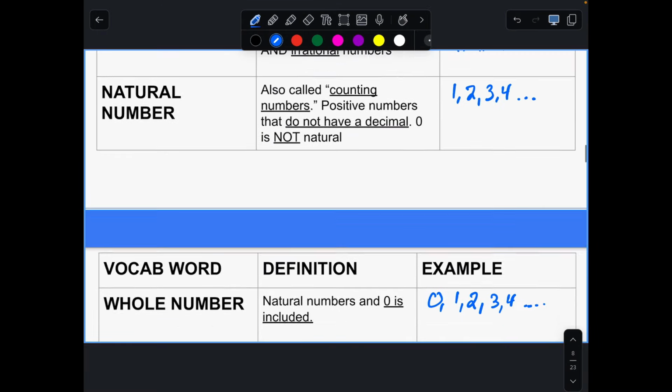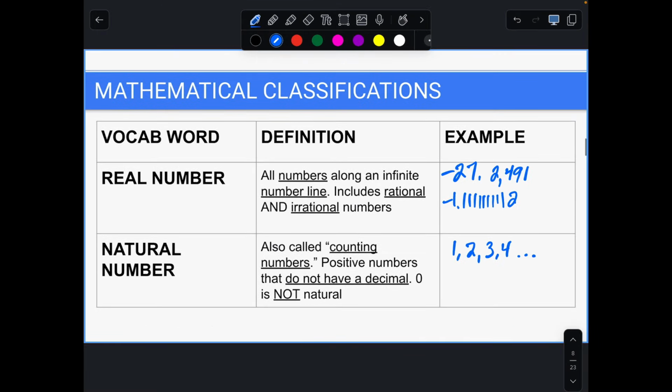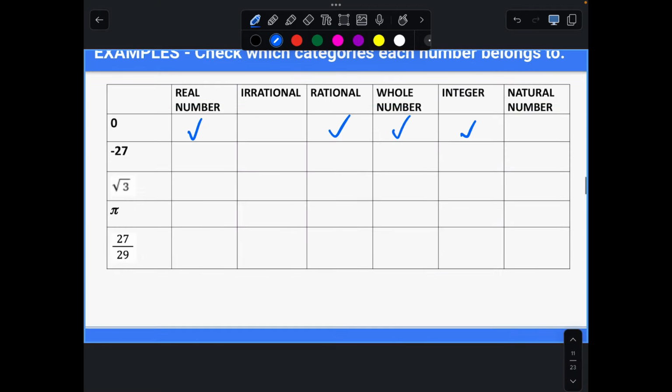If you need to, scroll back up. The natural number is the counting numbers. And remember, we don't ever count with 0, so 0 is not a natural number.